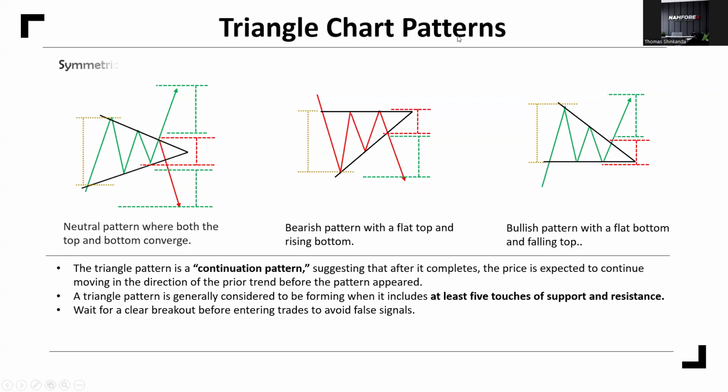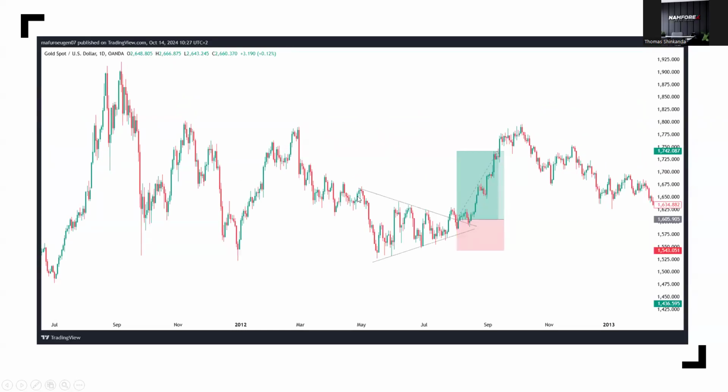Then we have the triangle chart pattern formation. Just like I was explaining, wherever it breaks, you look for your buying or selling opportunity right there. This is a pennant pattern in action. We had a pattern consolidating, market consolidating, then it breaks above, then you buy.